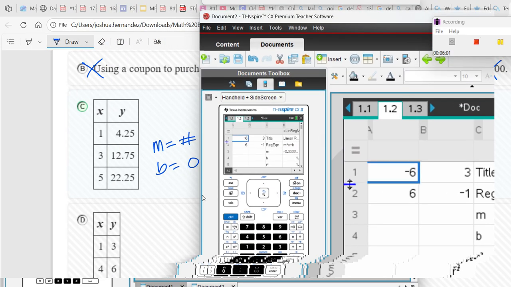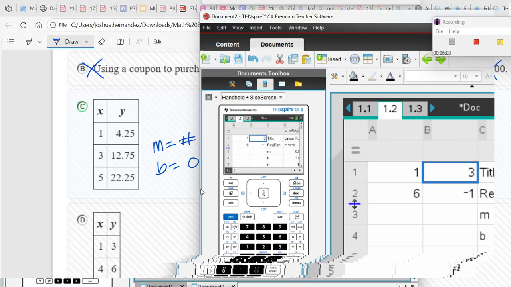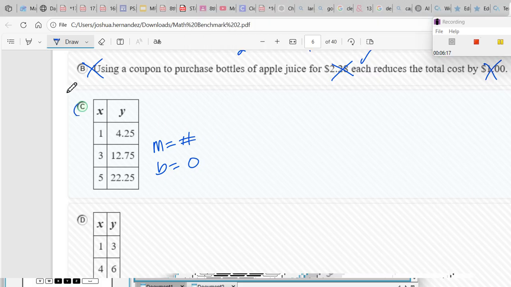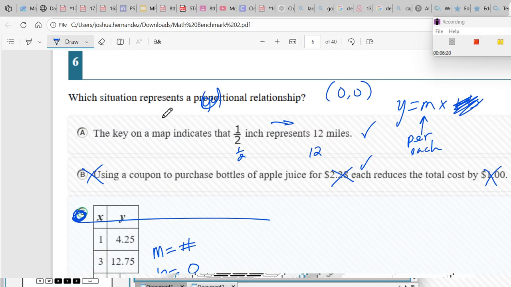I'm just plugging the numbers on top of it. 1 and then 4.25, 3, and then 12.75. Oh, there it is, proportional. So the one I want for proportionality is going to be the C. So we go back over here. That one's proportional, and that one's proportional.